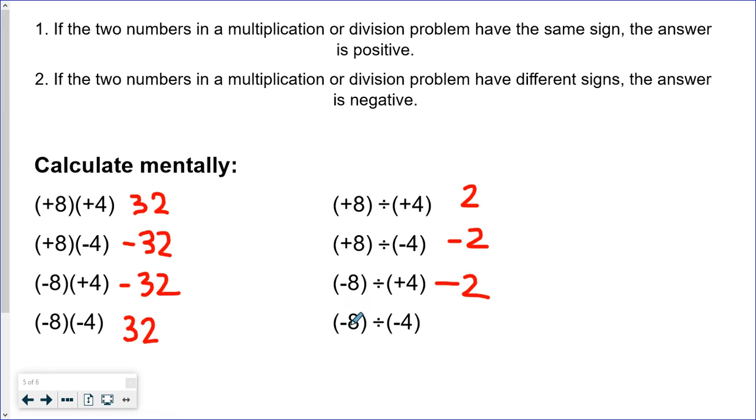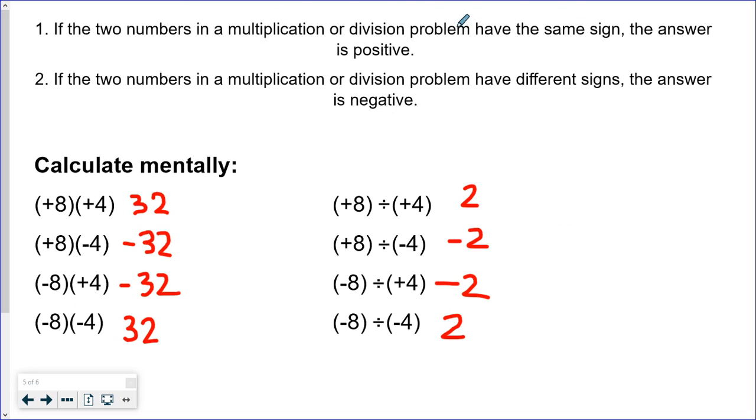And this last one, I have a negative 8, and I'm dividing that by a negative 4. Well, in this case, I have a problem where both of them are the same sign, which means my answer needs to be positive. And I know that 8 divided by 4 is 2, so this is going to give me a positive 2.